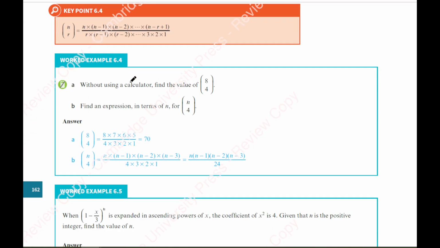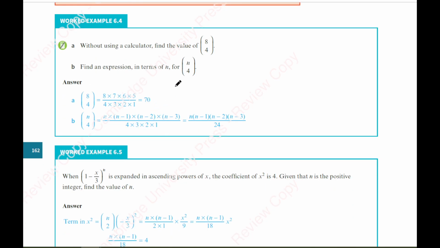So if you want to have it without a calculator, how do you do that? You can see, just do it like that. And you can cancel some of the terms and get 70. It's quite easy, so just have a look. For example, here you can cancel this and this, so you'll have only 2 here.